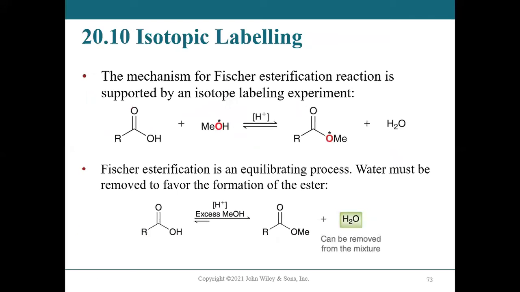The mechanism for Fischer esterification is supported by an isotope labeling experiment. So here we are labeling this oxygen in the alcohol. Then we examine where this labeled oxygen is. We found it's on the ester. So we know this reaction in the last slide is true. So Fischer esterification is an equilibrating process. Water must be removed to favor the formation of the ester, and also adding more reactant. So adding more reactant or removing the product follows Le Chatelier's principle.